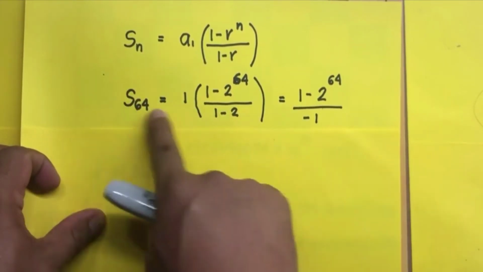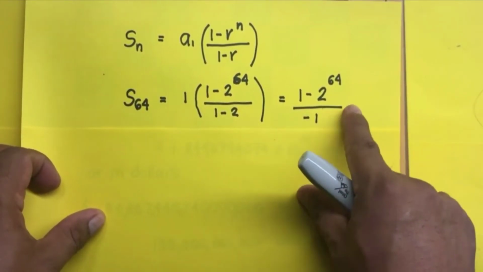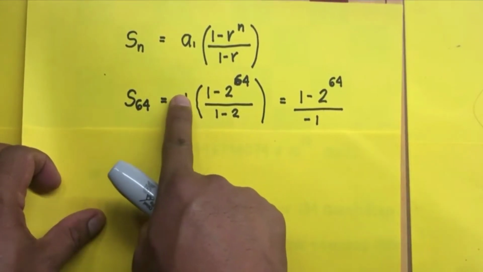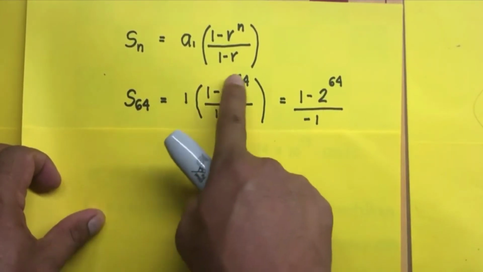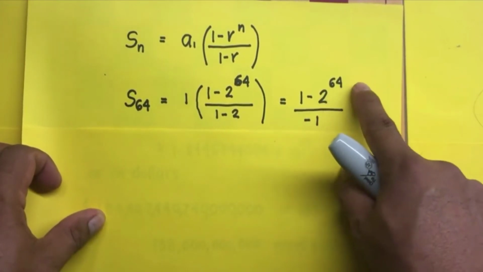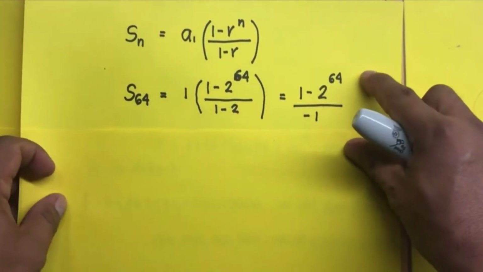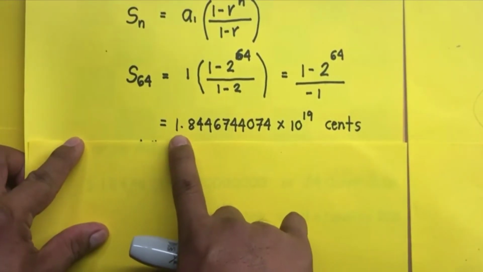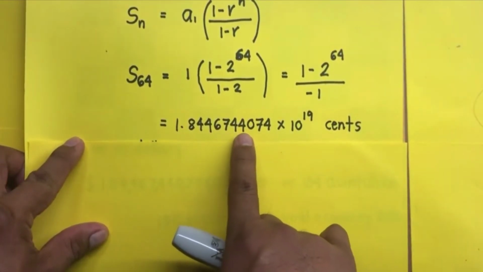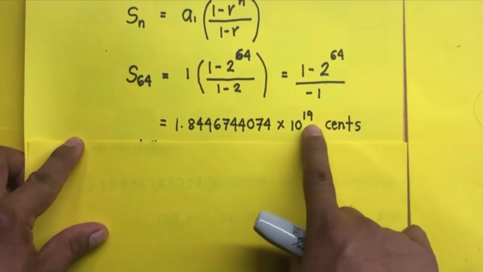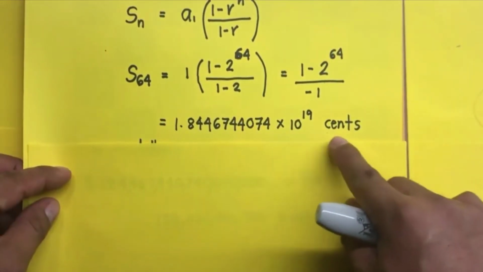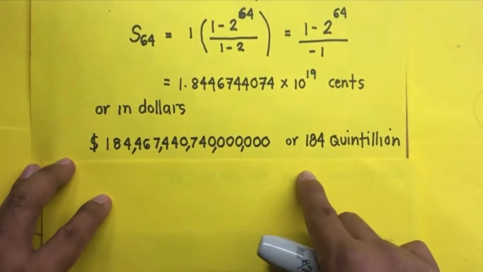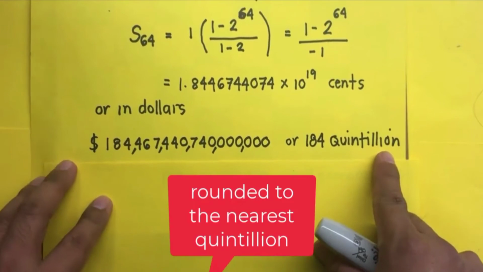So whatever computation we have here is in terms of the number of cents. It's not the dollar value, but the number of cents. So any number multiplied by 1 is itself, so we can just ignore this one. We have this (1 minus 2 raised to 64) over (1 minus 2), which is negative 1. And using our scientific calculator, we will arrive at this value, 1.8446744074 times 10 raised to 19 power. That is in terms of number of cents. And in dollar value, that is equivalent to 184 quintillion approximately.